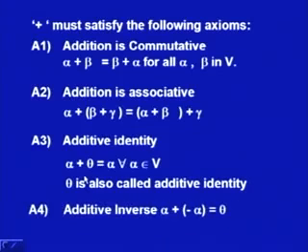Then the next axiom is that an additive inverse exists for any vector alpha in V. By this I mean that for a given alpha there exists another vector, I call it minus alpha, so that alpha plus minus alpha is equal to the additive identity 0. So, alpha plus minus alpha is equal to 0, or we say minus alpha is the additive inverse of alpha.